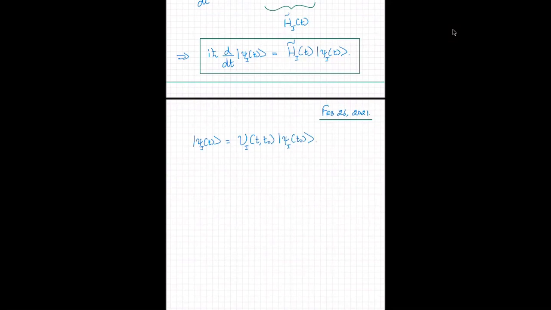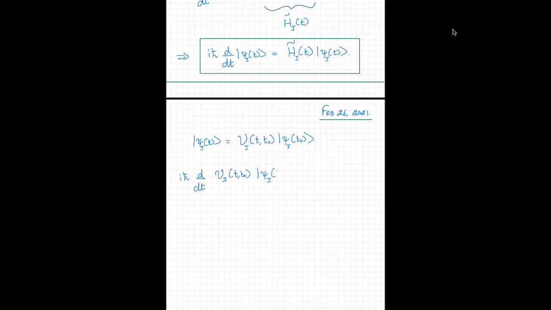Once I solve for this U, which we can call either the time evolution operator in the interaction picture or the propagator or whatever it is that you want, I'm basically done. Okay, the question is how to solve for U. So let's plug this back in the boxed equation. i h bar d/dt of U_I(t, t0) acting on psi_I(t0) equals H tilde U_I.